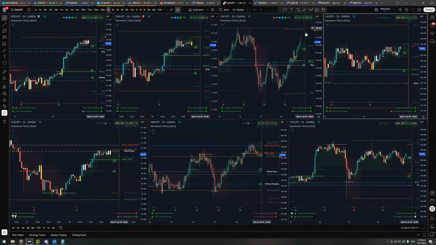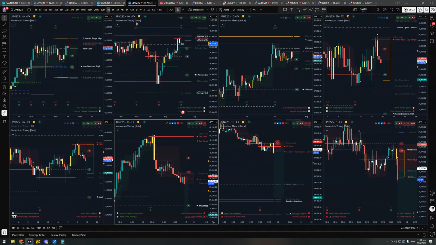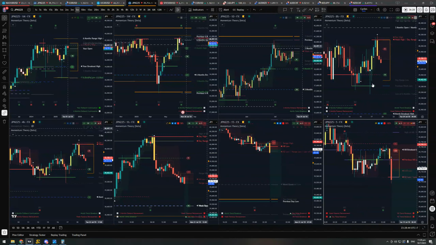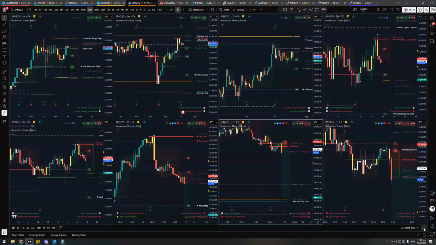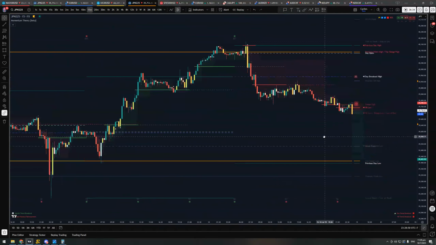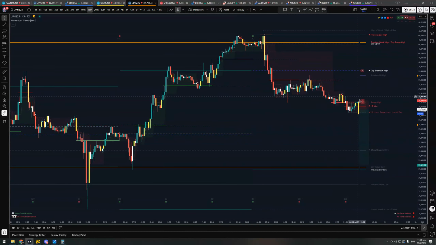Swiss JPY. I'm going to take this out very soon. Yeah, looks like I picked off the nice one. And now just let's see if this one goes. So I patiently waited the entire session and only took one trade.